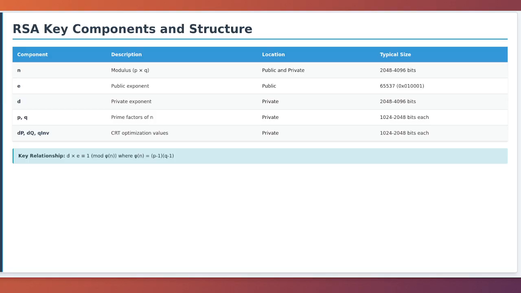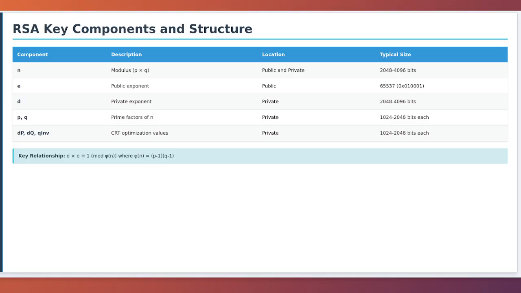Additionally, the private key typically includes the two prime factors p and q that were used to generate n, plus 3 additional values for optimization. These optimization values are dp, which is d mod p minus 1, dq, which is d mod q minus 1, and qinv, which is the inverse of q mod p. These values enable something called the Chinese remainder theorem optimization, which makes private key operations about 4 times faster. Without these pre-computed values, decryption and signing would be significantly slower, which matters when you are processing thousands of TLS handshakes per second on a busy web server.